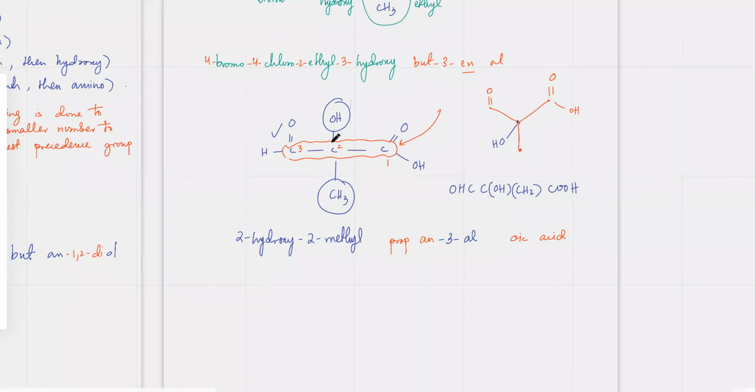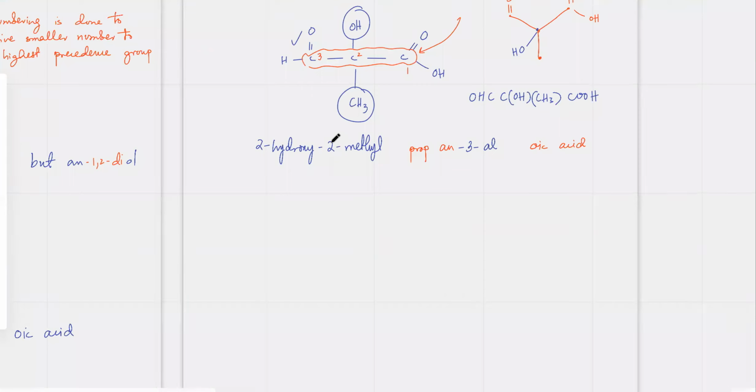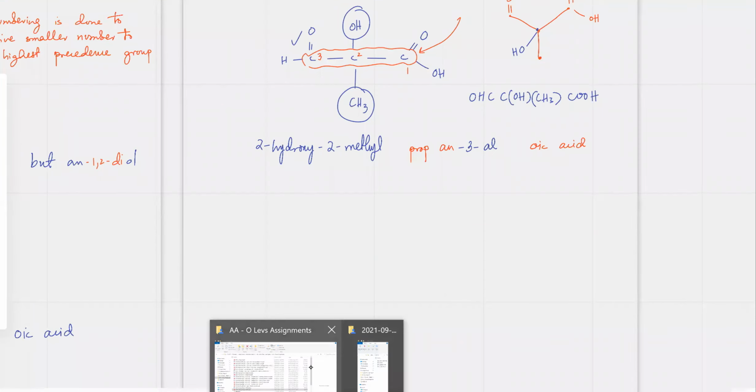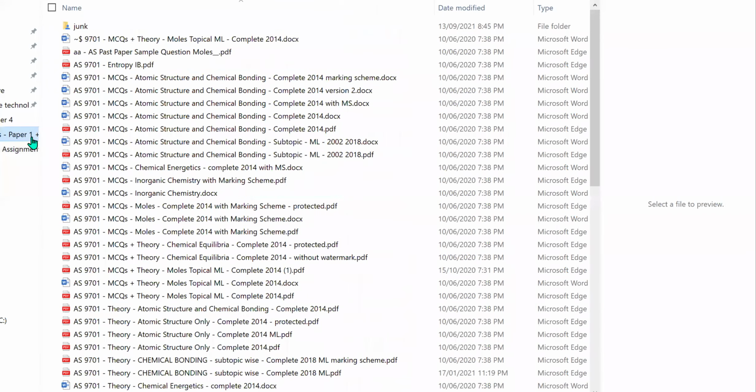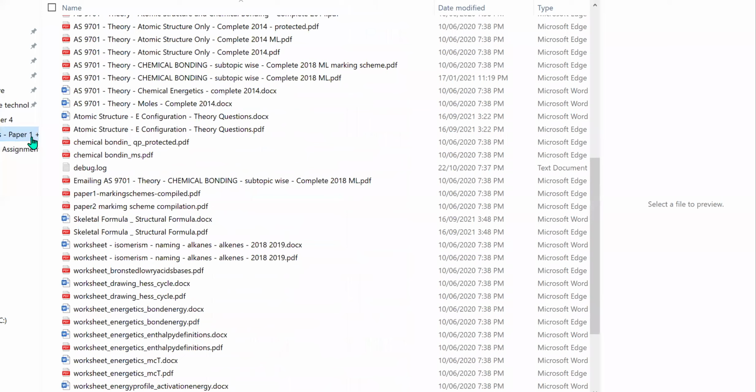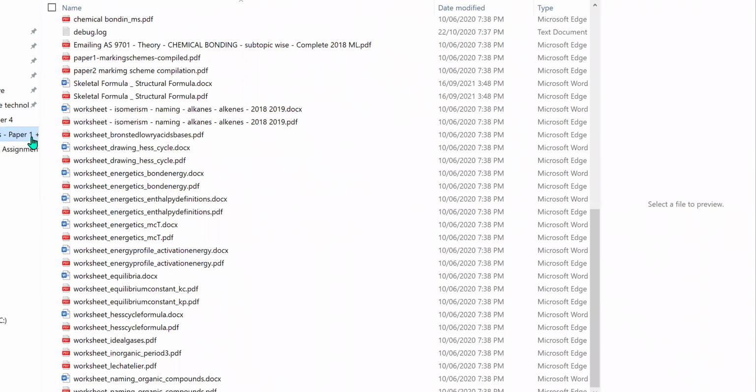Then we've got, so let's try and do some questions. On naming, just a second, worksheet.